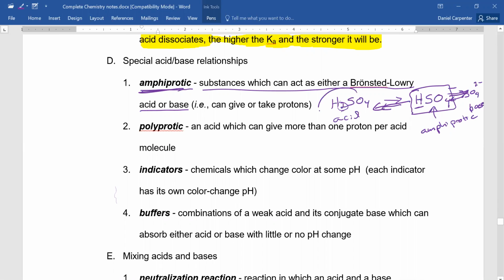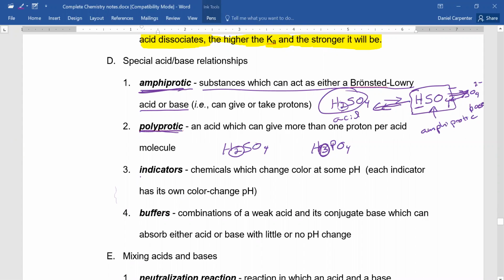Okay, we can use this same thing for an example of the next. Polyprotic is an acid which can give more than one proton per acid molecule. So H2SO4 has 2 protons or hydrogen ions to give away. So it is polyprotic. You can get 3, H3PO4 as phosphoric acid, reasonably strong. I have no idea where you might use phosphoric acid in everyday life. But it has 3 protons to give away, so it's polyprotic also.